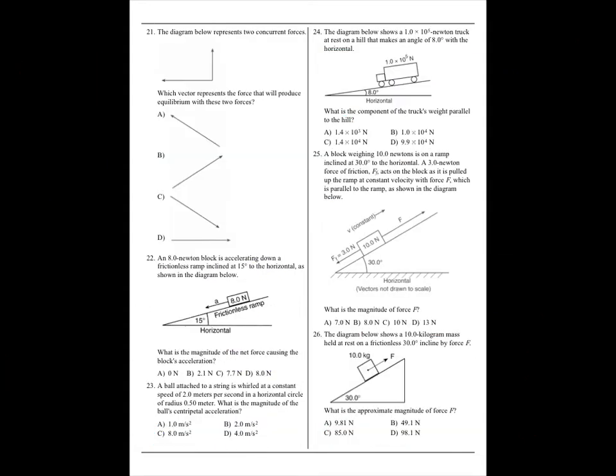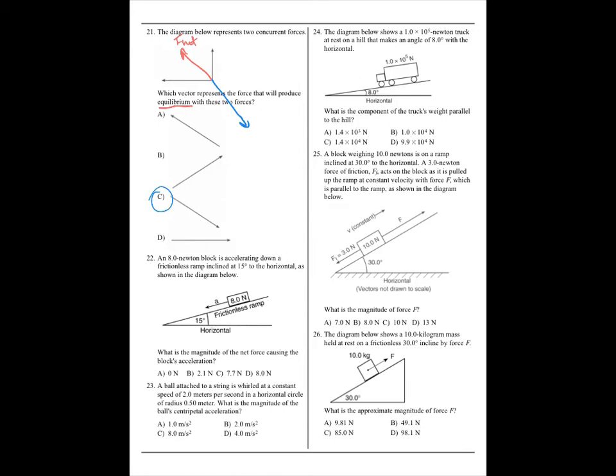All right, number 21. Which vector represents the force that would produce equilibrium? That means something to balance out these two forces. So this is our net force between both of these vectors. The one that would produce equilibrium, the equilibrant, is the one that goes completely opposite but equal in magnitude, so that's choice C.